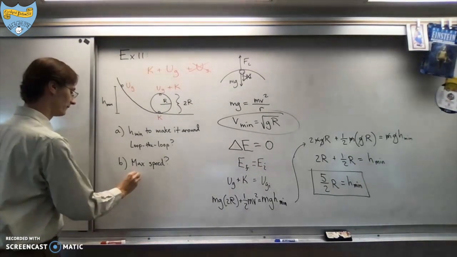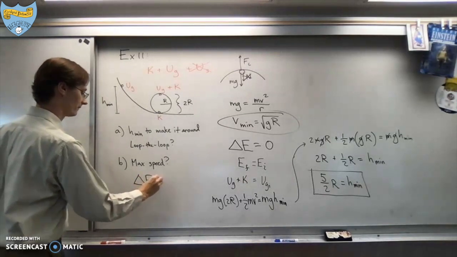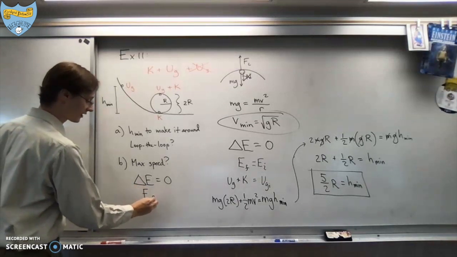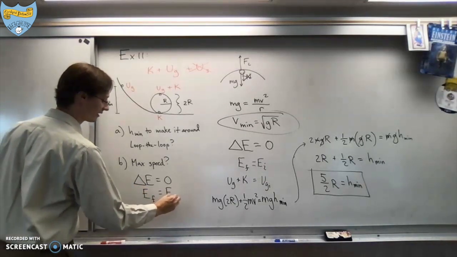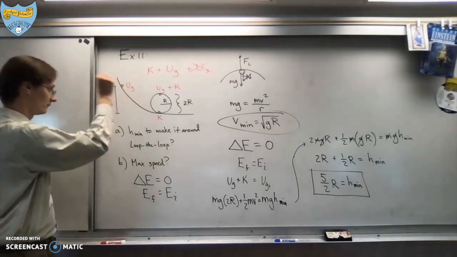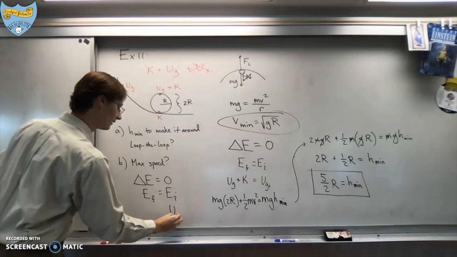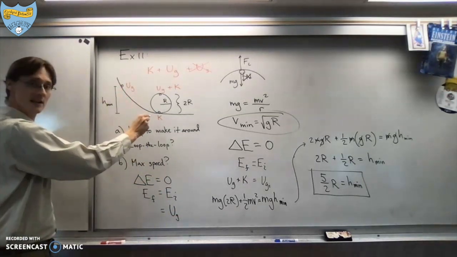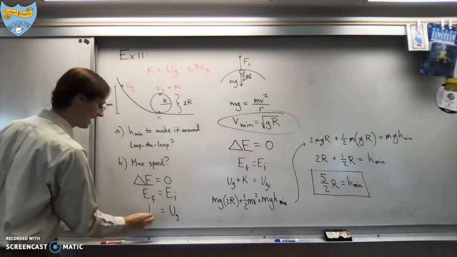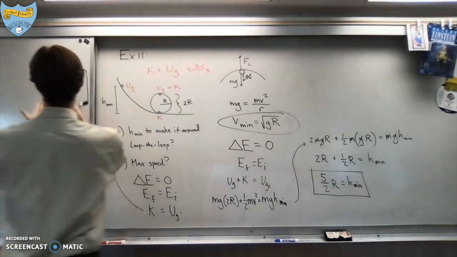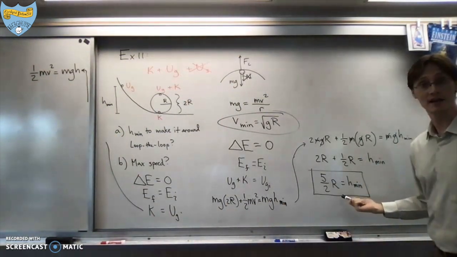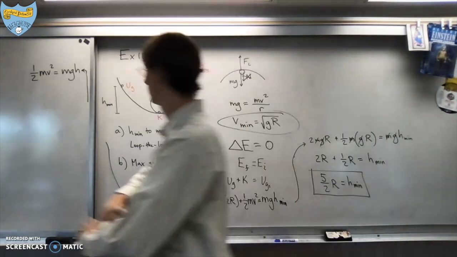Same basic setup. That means since it's still frictionless, the final energy and the initial energy are equal. The initial energy is still UG. The final energy in this case, since we're talking about not the top anymore, but the bottom, is just K. So now we've got 1/2 mv squared equals mgh, and we have an expression for h from our previous work.